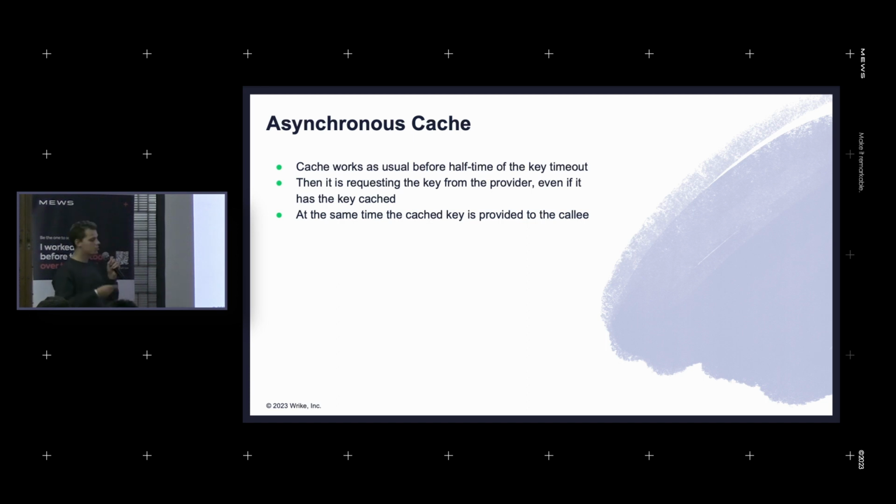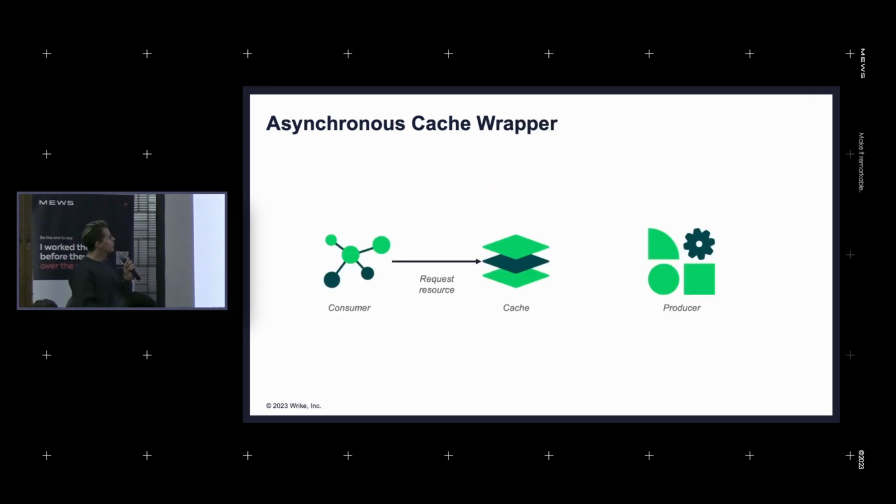Before refresh, it behaves the same way as the regular cache does. But after refresh, a request to get some resource, in our case an encryption key, will be immediately satisfied, and there will be an asynchronous request to refresh the data. It's kind of hard to process, so I will show it on a small example.